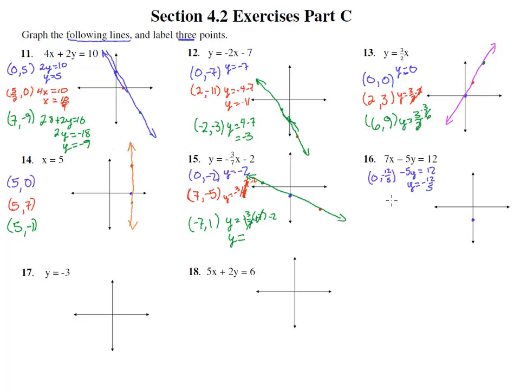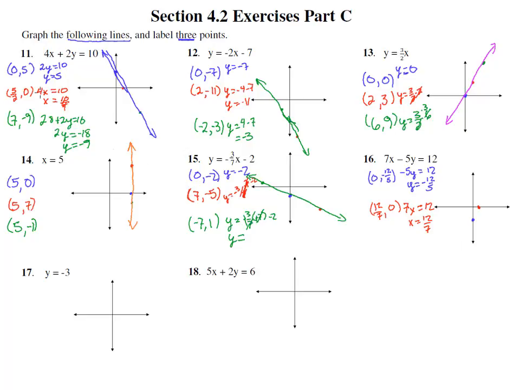This one we could put 0 in for y and do it almost as quick. Put 0 in for y right there. We get 7x minus 0 equals 12. So divide by 7, we get x equals 12 sevenths. Ooh, 12 sevenths. So this number, if you stick it in, is going to be about 1.71. So let's come over here, just under 2, and there's our next point.